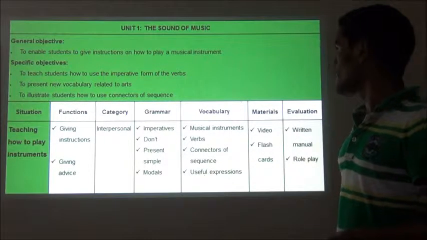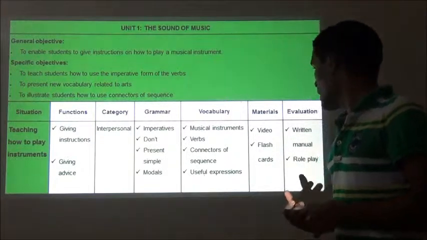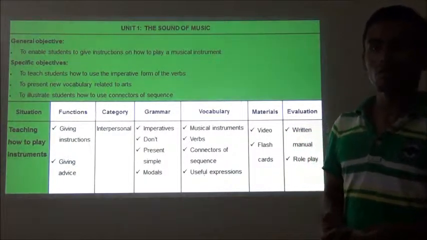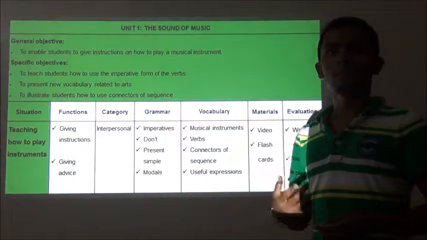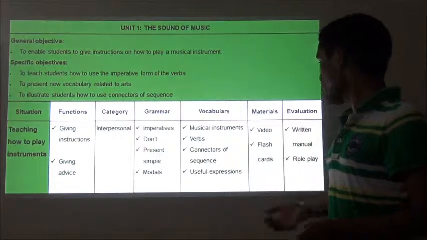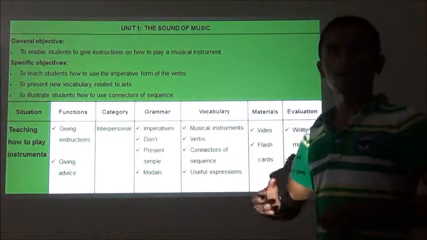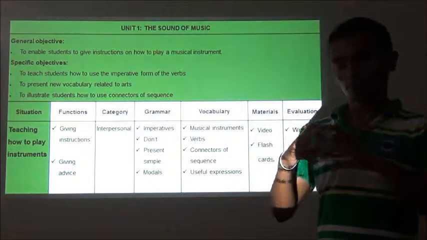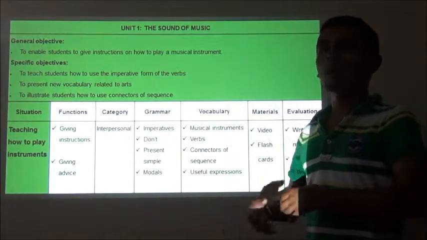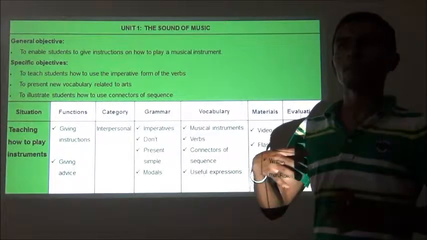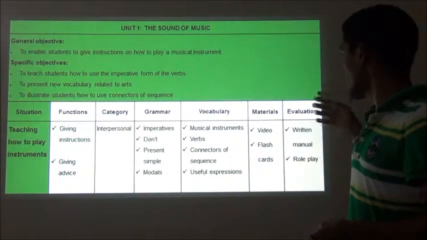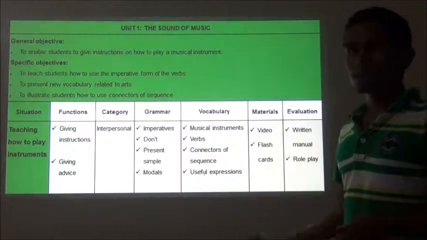The material that will be used for the conduction of the class includes video and flashcards. The teacher will use the video in order to provide the students with an example of the activities that they will carry out. And flashcards will be used in order to give the students useful pieces of vocabulary and accompany them with pictures, maybe of the musical instrument that they have selected. And students will be evaluated through written manuals and role plays.